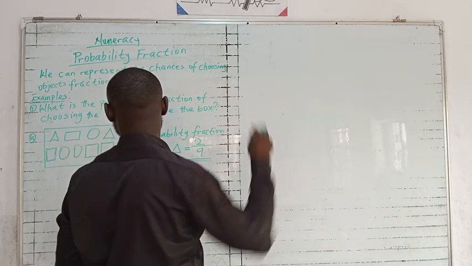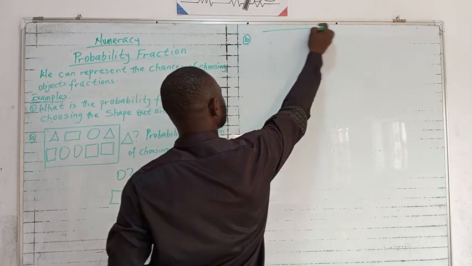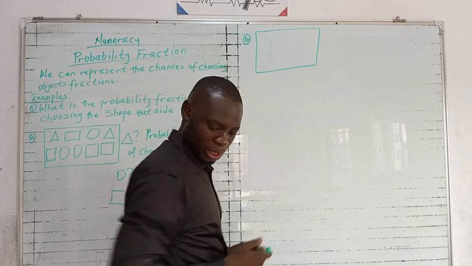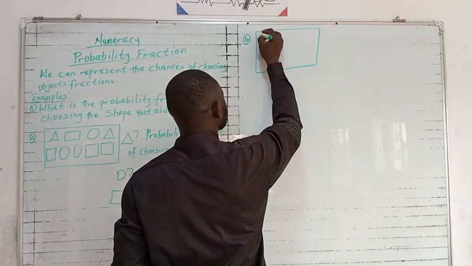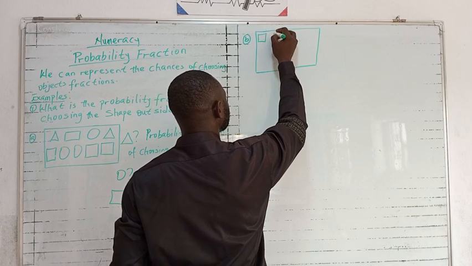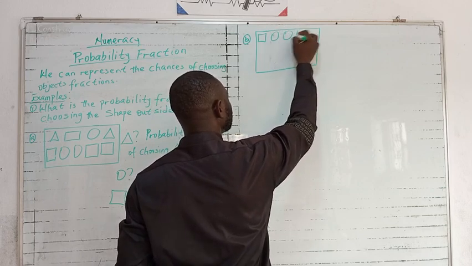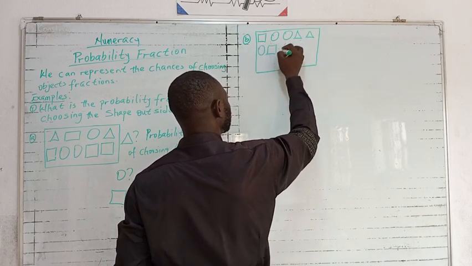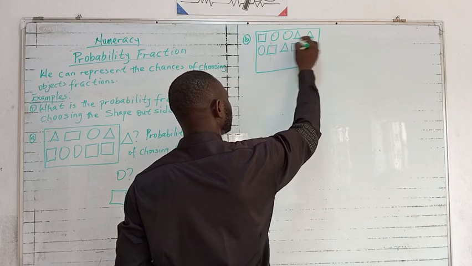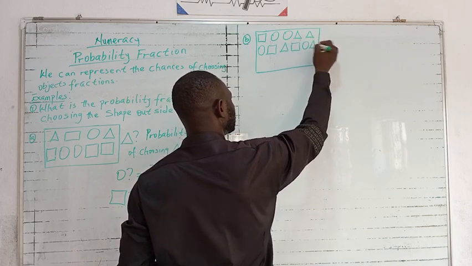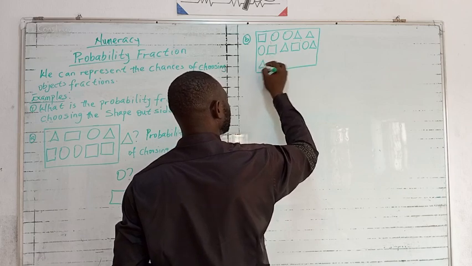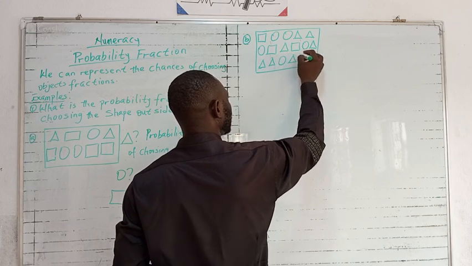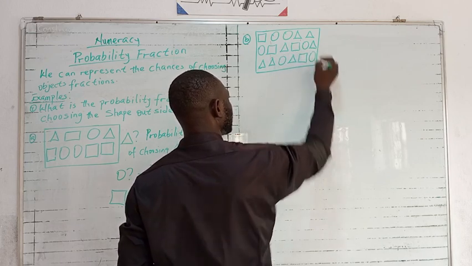Alright? Okay, let's look at this. Let's look at another box. Let's say this box has rectangle, circle, circle, triangle, triangle, circle, rectangle, triangle, rectangle, circle, triangle, triangle, triangle, circle, triangle, rectangle, circle.